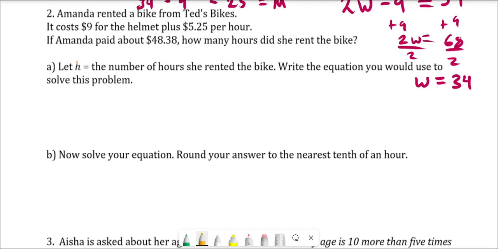So it even gives us a little guidance here. It says, let h be the number of hours she rented the bike. Write an equation for how you would solve this problem, right? Well, first we need to know what is the total cost, right? How do we calculate total cost and what goes into it?